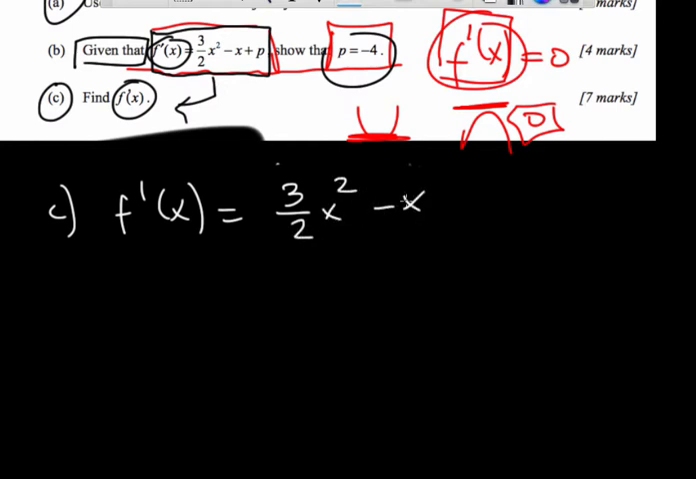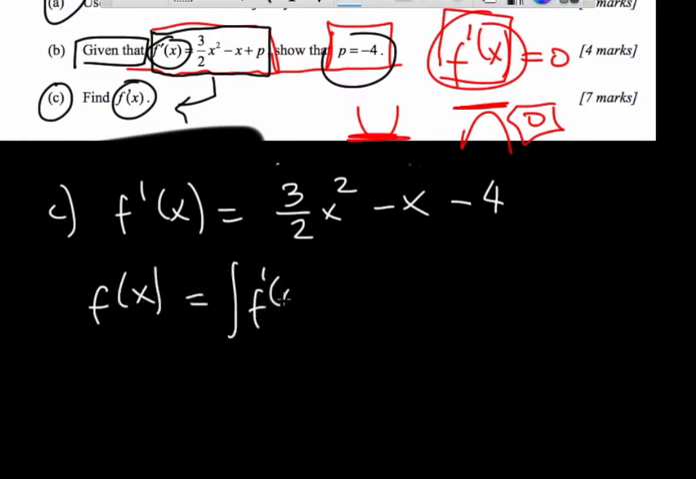Okay, part C. To change my pen. Part C. Well, if f dash of x equals 3 over 2 x squared minus x plus p, and p is -4, plus -4 is just -4. So be careful there.